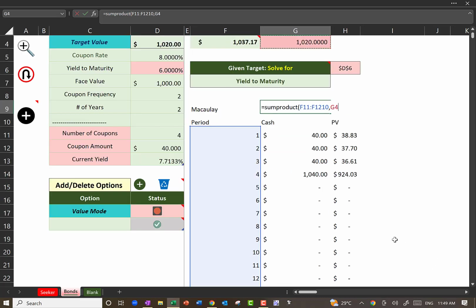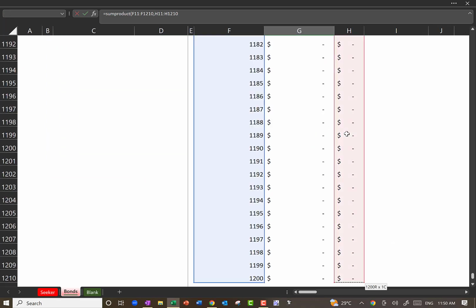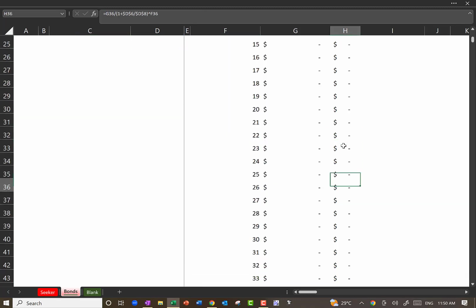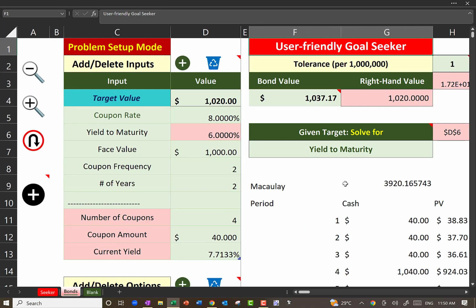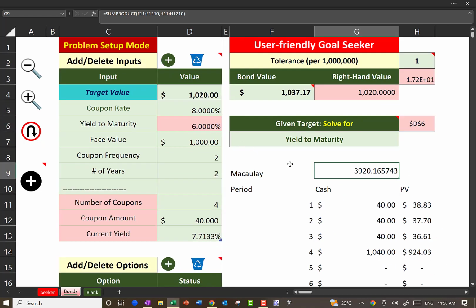Let me double click on it. In fact, the SUMPRODUCT function is not limited to just 2 columns. If you have 3 columns, for each row, it multiplies the numbers in all of the columns and adds the products. And I need to divide that by the sum of all the PVs. And for that, we have the function SUM.